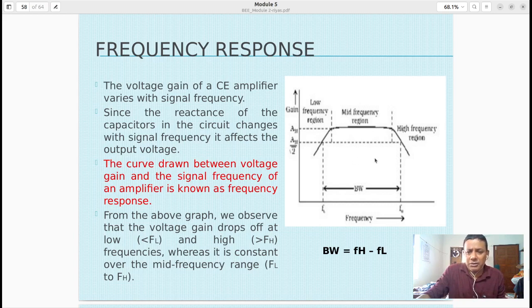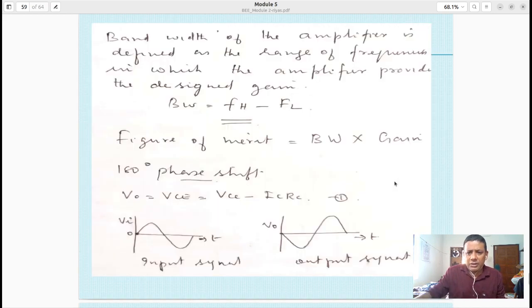Because of this there is a term known as bandwidth. Again we can see this is the bandwidth, FH minus FL, and there is a term called the figure of merit of the amplifier, that is the bandwidth and gain. If the bandwidth and gain are higher, it means the figure of merit is higher. This is the quality factor of the amplifier. If the figure of merit is higher, it means the amplifier is good.